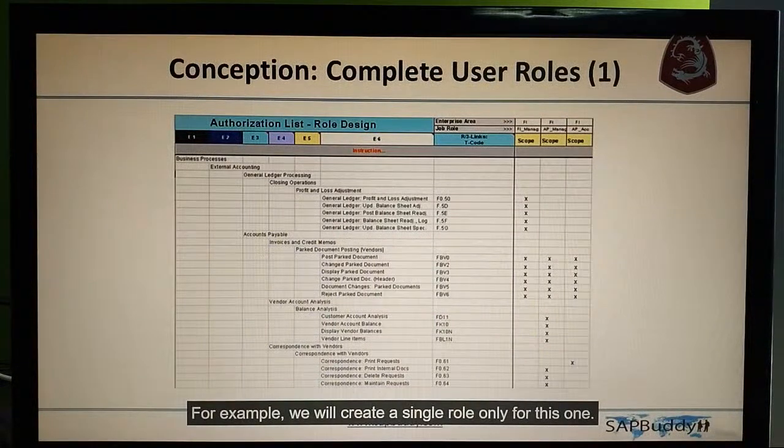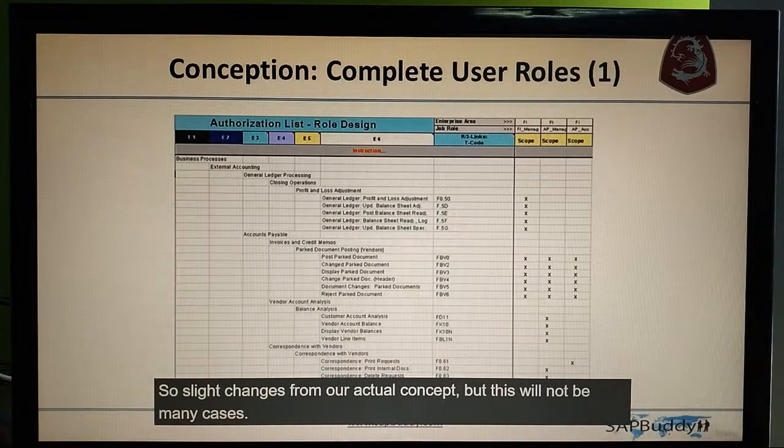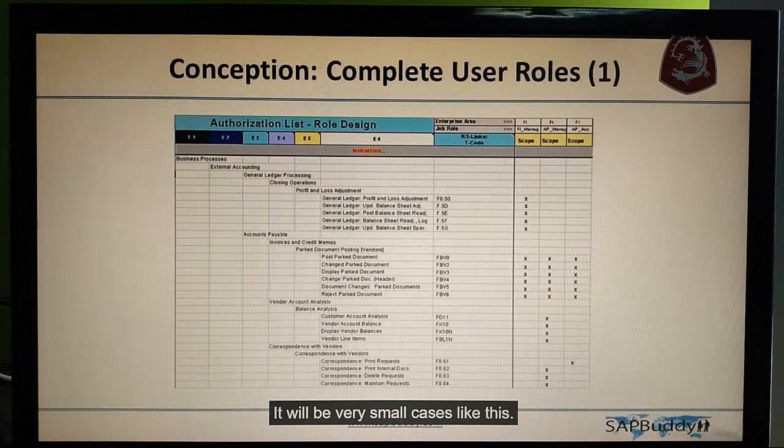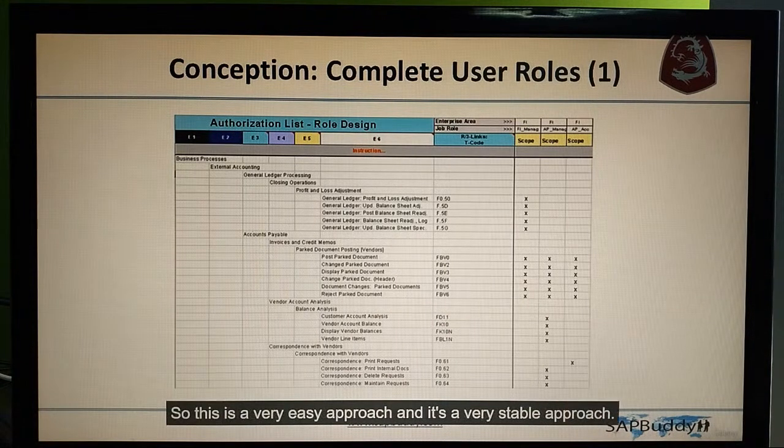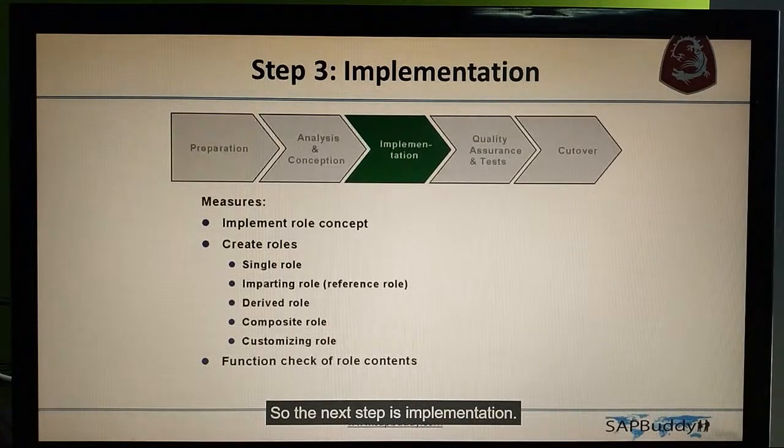For example, we will create a single role only for this one. So slight changes from our actual concept, but this will not be many cases. It will be very small cases like this. This we can identify and create a separate role. So this is a very easy approach and it's a very stable approach. So the next step is implementation.